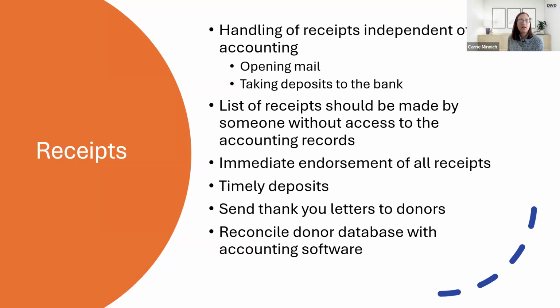So, money coming in. Making sure that handling of the receipts is independent of the accounting. Again, we talked about segregation of duties. So we want to really segregate the opening of the mail versus recording versus taking the deposits to the bank. Because the risks with the receipts include theft of the money coming in, but also misstatement of revenue, like overstating revenue, recording revenue that you didn't actually get. And then also for nonprofits, it's the misuse of restricted funds.